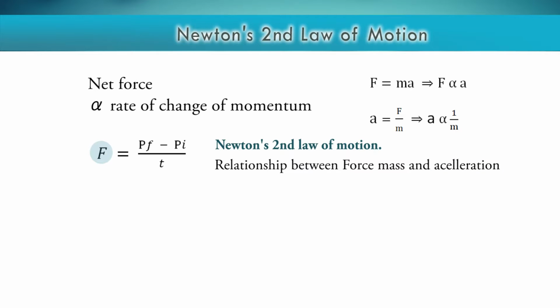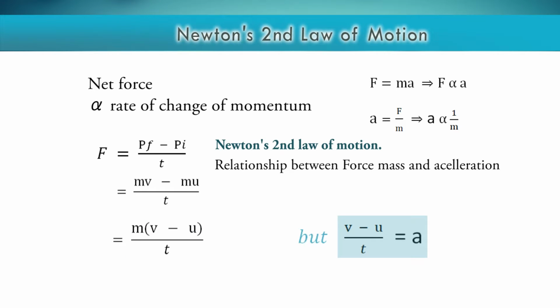We have net force F equals k times change in momentum over t. If k equals 1, then we have F equals change in momentum, Pf minus Pi over t. But Pf is equal to mass times the final velocity, and Pi equals the mass times the initial velocity. Then F equals m times v minus m times u, divided by t, so that we have F equals m into (v minus u) over t.